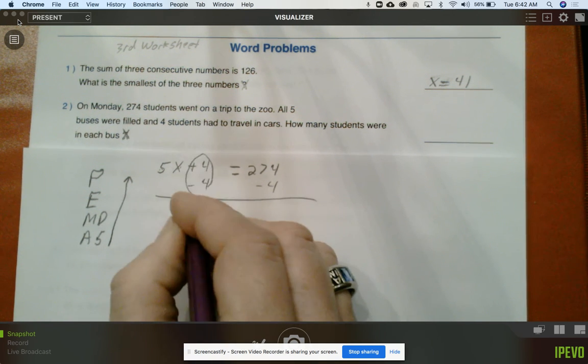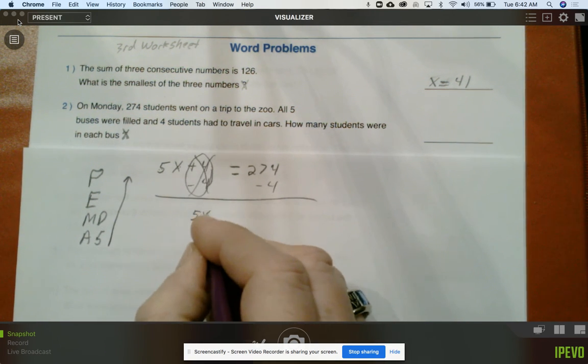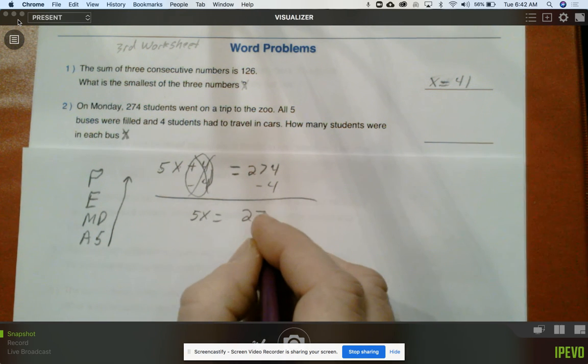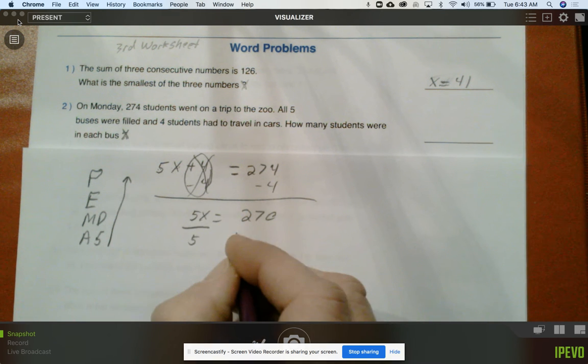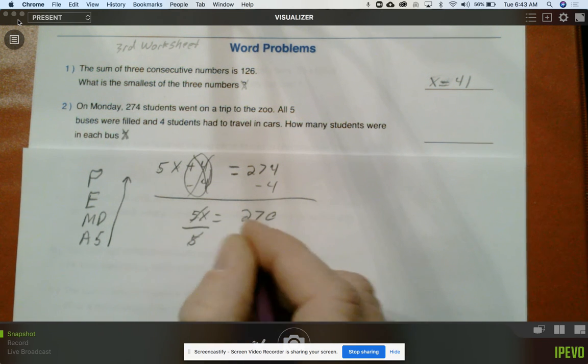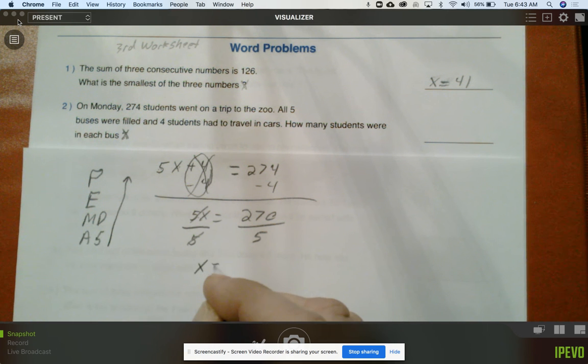This is the 0 pair. These cancel. So this becomes 5x equals 274 minus 4, which is 270. Now to get x by itself, I divide both sides by 5. If I multiply by 5, I divide by 5, and that gets x by itself. Those cancel. 270 divided by 5. So x equals, I'm going to try my brain ever so slightly, 54, I believe, is the answer.